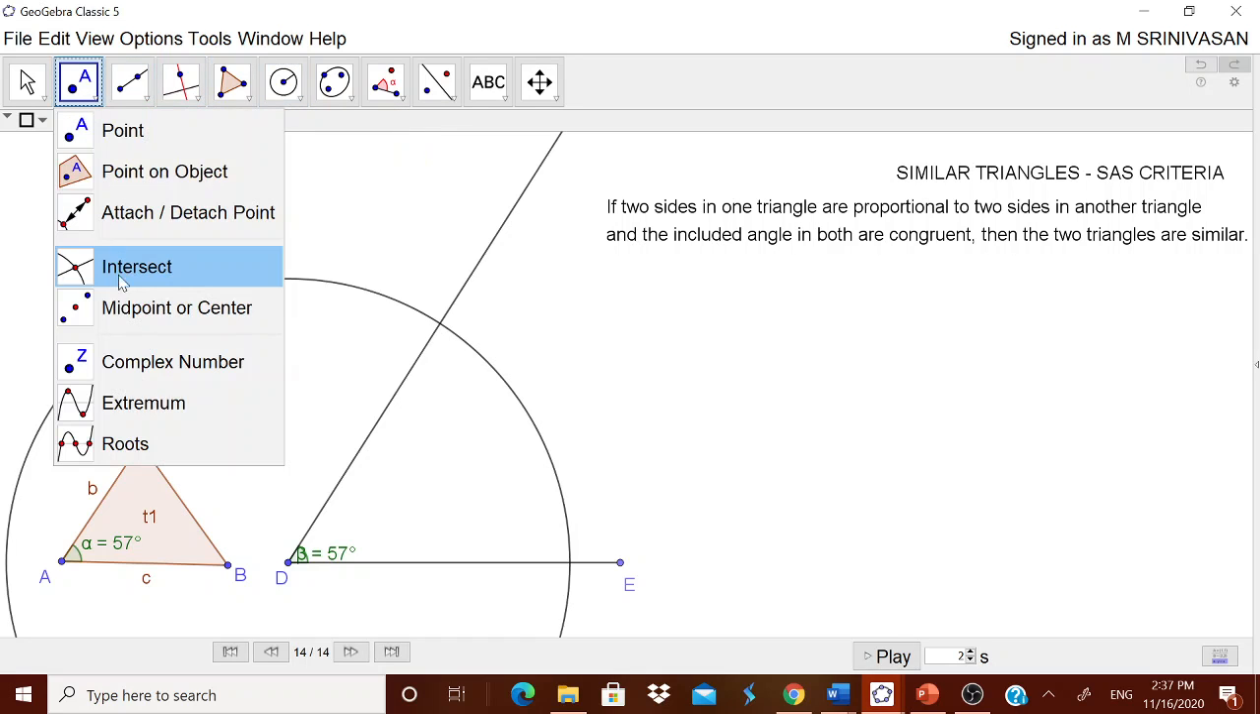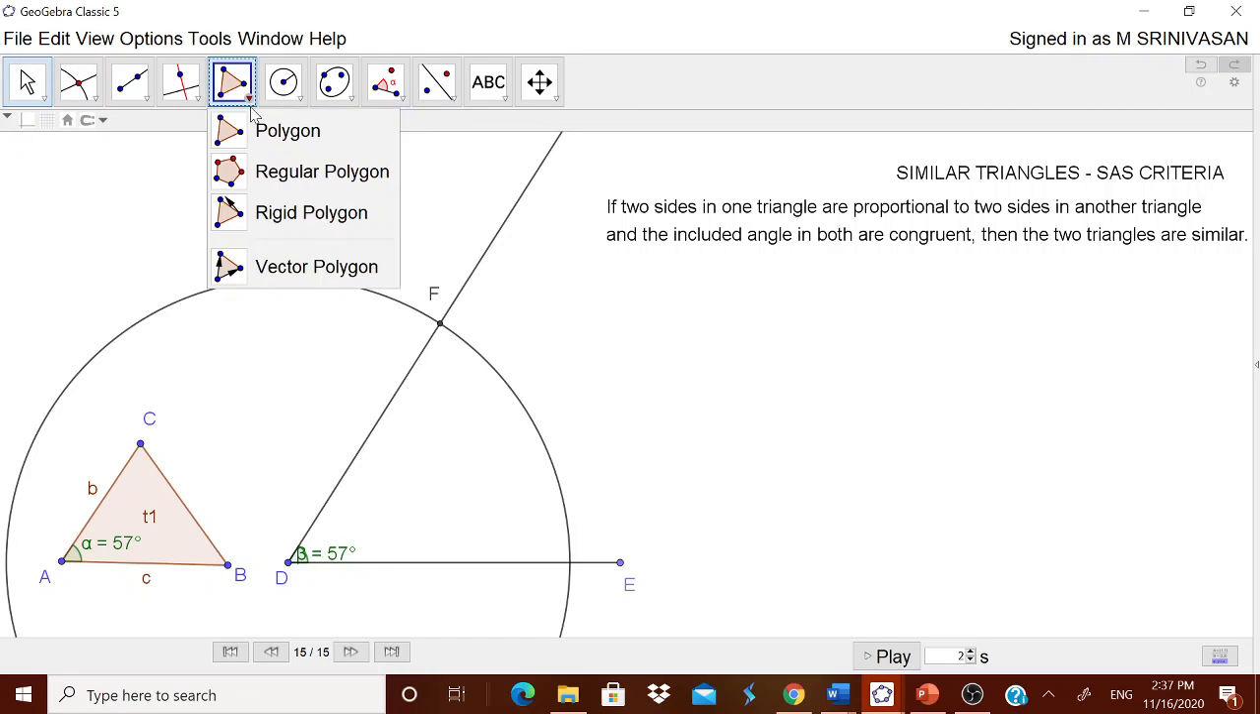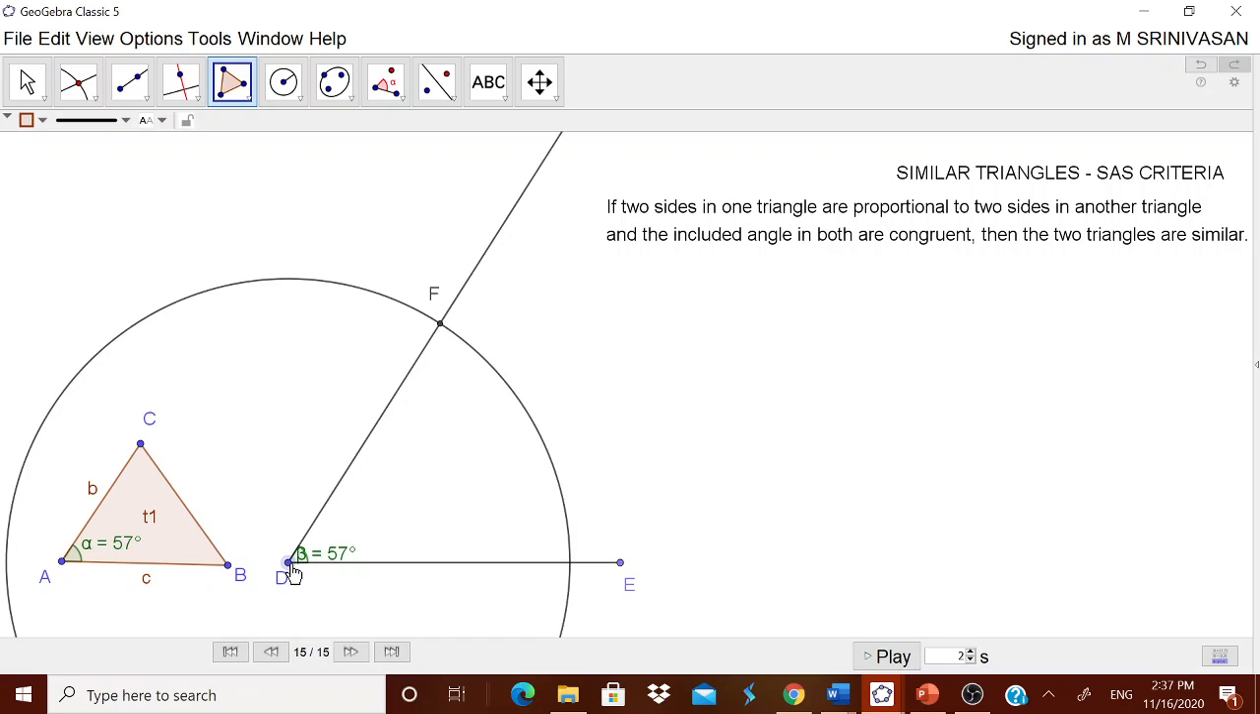I will go for the point of intersection. I am simply touching this circle and this line. Have I got that F now? Okay. Therefore I got that F now. It is 2 times of this B now. Well, now I will go to this polygon. Let me complete this D, E, F and then D.